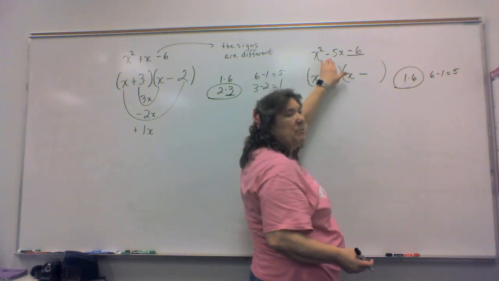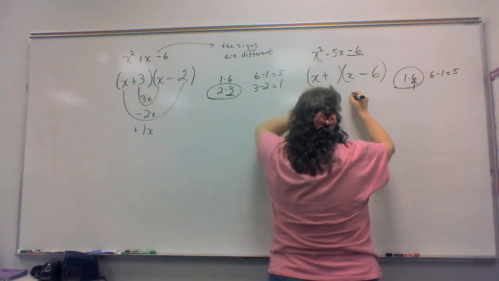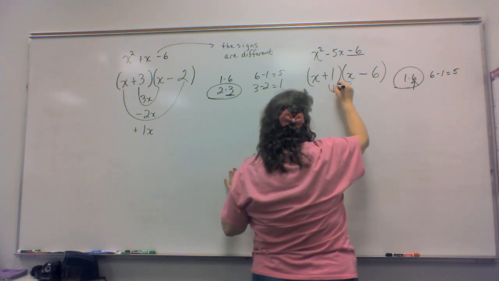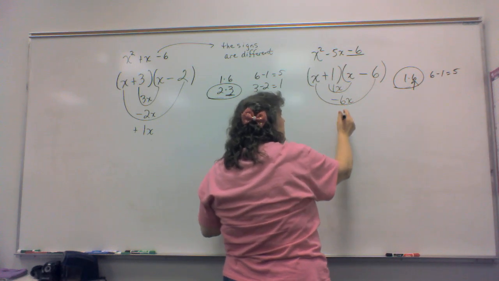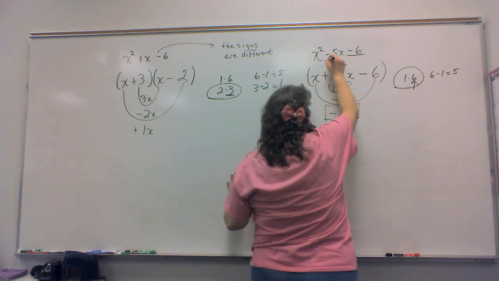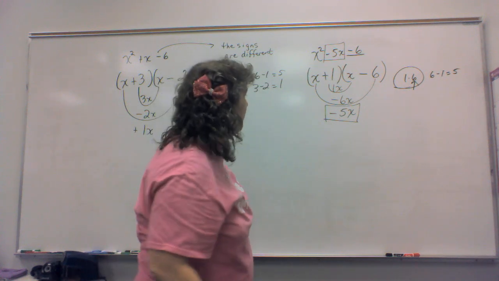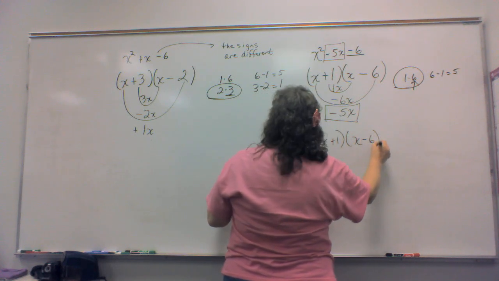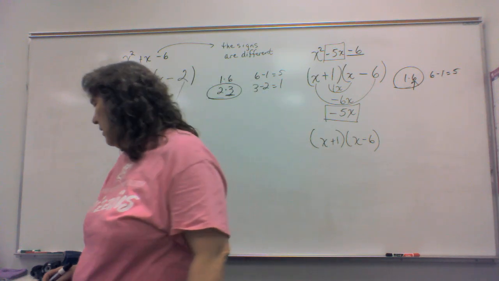My 5 in front of my x is negative. That means my larger number has to be negative, and my smaller number has to be positive. Again, check your smile and your chin and see if that is true. 1x minus 6x is a negative 5x. That is in agreement with this up here. Therefore, I have factored it accurately. So your factors will be x plus 1 times x minus 6. Okay? This is what you'll need to type into your system, is those two factors.